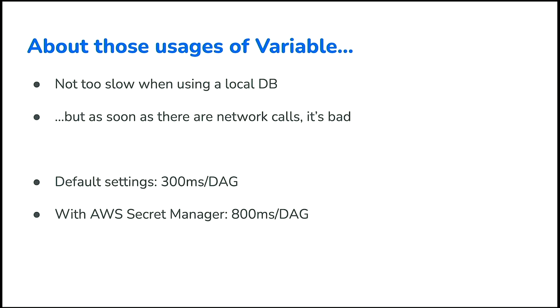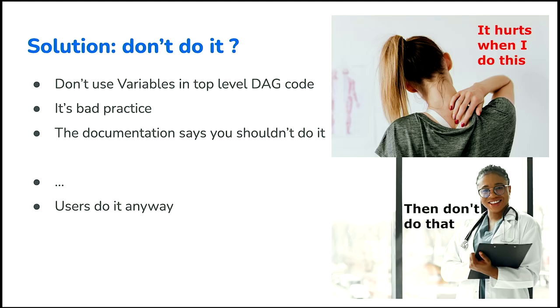And with my previous optimization, I could get it down to like 600 milliseconds maybe, which is still very bad. So I was thinking, what should I do with it? I talked a bit with the community, and the answer was just don't do it. Don't use the variables, and then your DAG is faster.